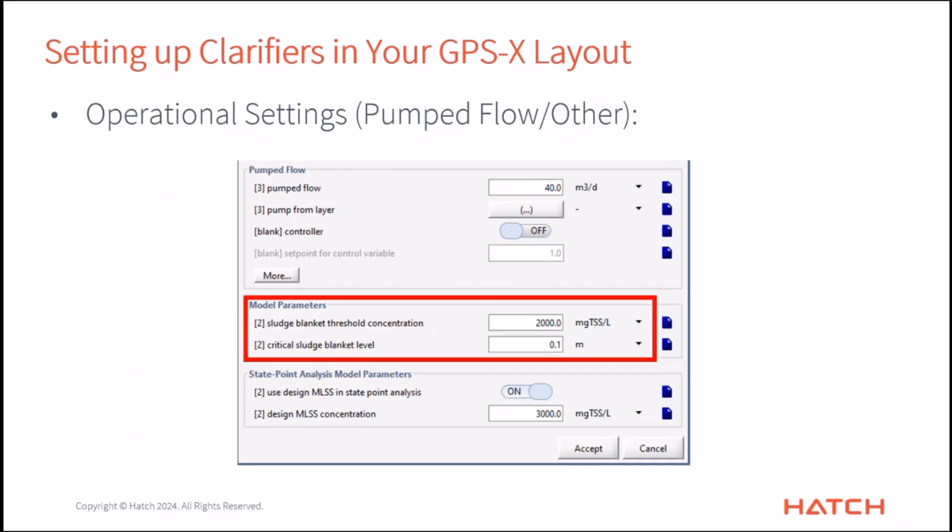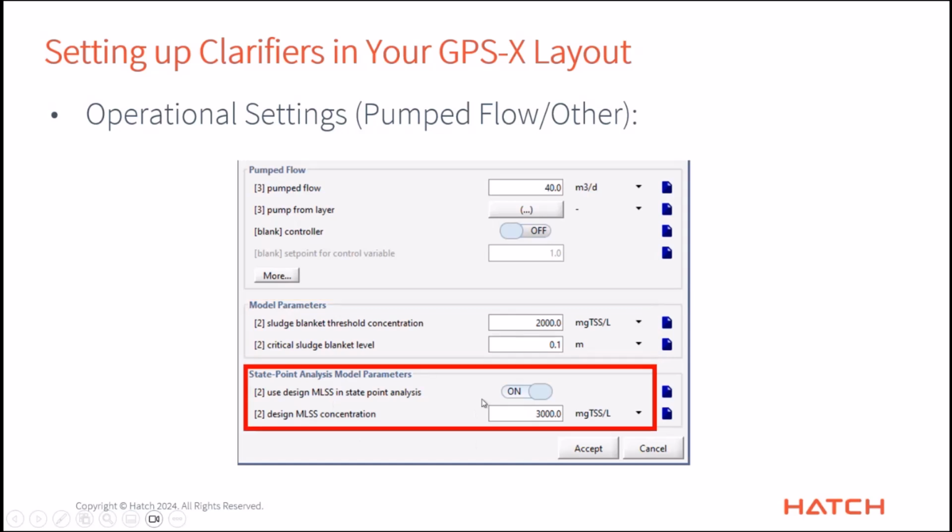These model parameters are there to do a little bit of calculation in the background. The sludge blanket threshold concentration is how we calculate the height of the sludge blanket. We take a look at all those layers and the concentrations in each of them, and find the height at which it passes over the 2,000 milligrams per liter threshold, and we call that the sludge blanket height. We actually interpolate between points. The critical sludge blanket level is basically the sludge blanket height below which we assume that it's completely anoxic. Lastly, we have a state point analysis graph, and these are some of the details that are part of that, and I'll show you that in a moment.